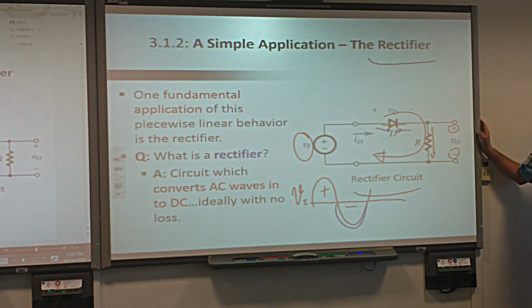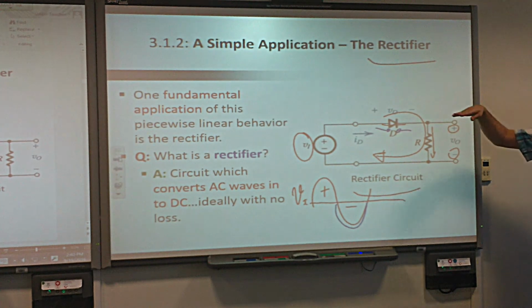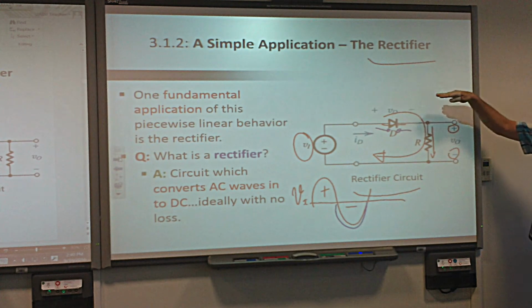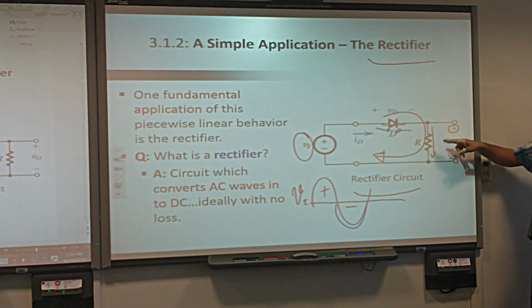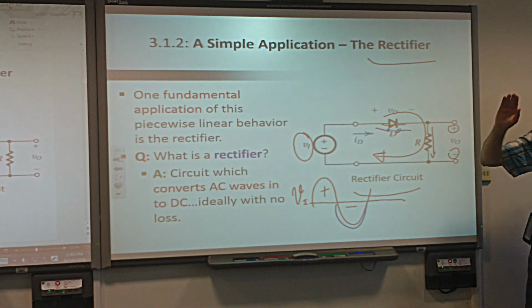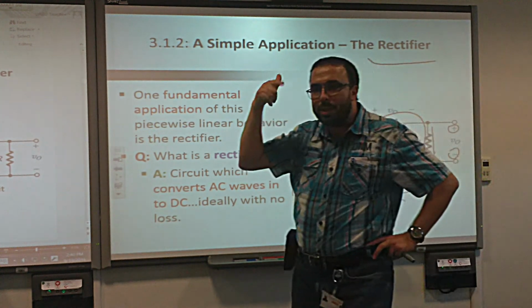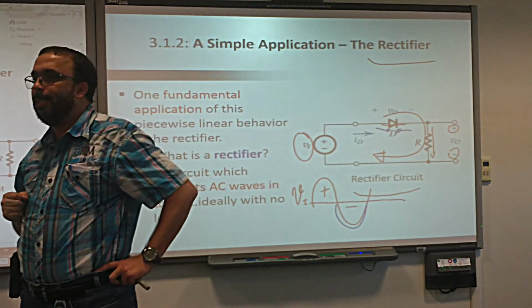That's what we call rectification. An input that goes this way, and the output is always positive, can never be negative. We rectify the input voltage and make it in only one direction. The current will go only one direction, or it doesn't go at all. That's the concept of rectification. Very important.